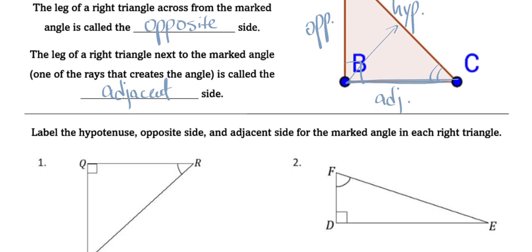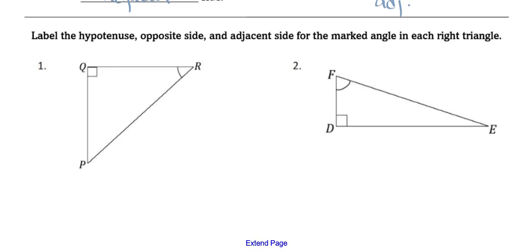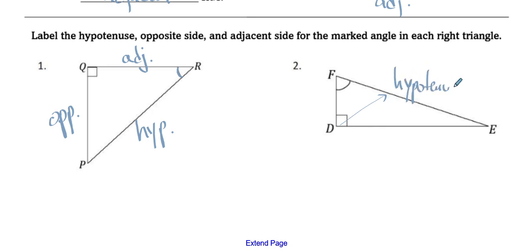It's going to be important that you can use those words flexibly because that is how we talk about these trig functions. So let's label the hypotenuse, opposite side, and adjacent side for the marked angle. If this is my marked angle, the hypotenuse is never going to change. That's always across from the right angle. The one that's across from the marked angle is called my opposite side. The one that's next to it is called my adjacent side. Again, across from the right angle, that's called the hypotenuse. Across from the marked angle, that is called the opposite side. And then next to the marked angle, but not the hypotenuse, that's called the adjacent side.